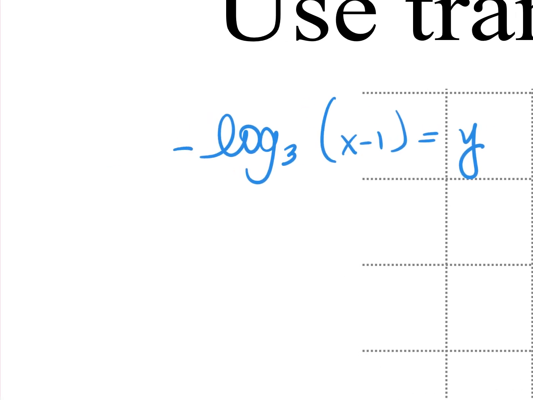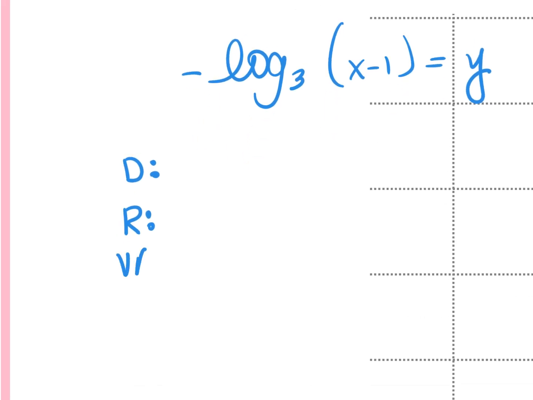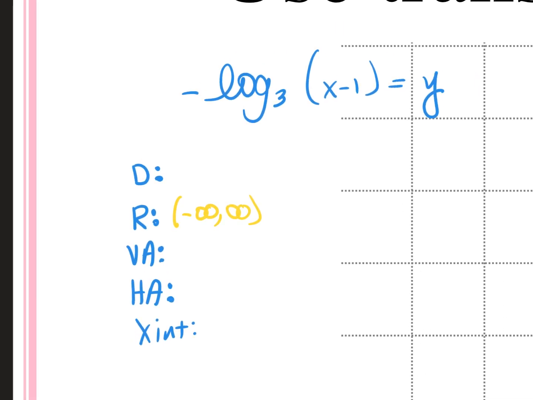So we're going to find all the stuff. We're going to find the domain, the range. We'll talk about vertical and horizontal asymptotes here in a second. And we're going to find the x-intercept. There's two things right now that you can answer with 100% certainty. What are those two things? The range is negative infinity to positive infinity. And what else do you know? There's no what? No horizontal asymptote. Good. So we're going to find the other stuff.